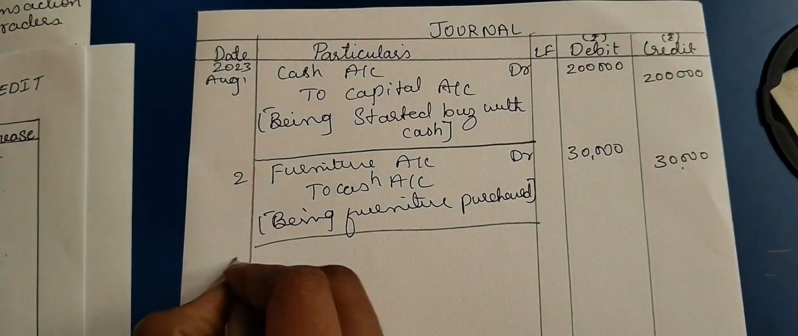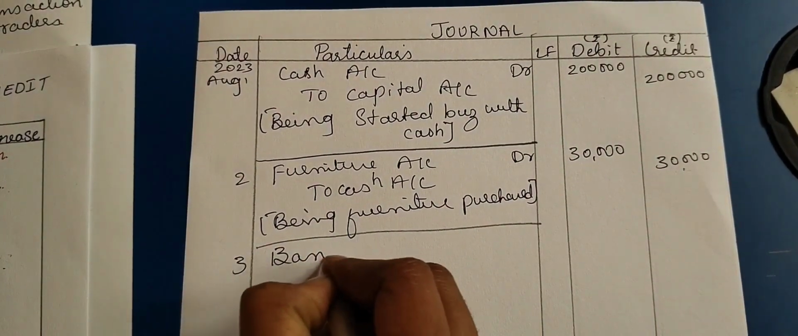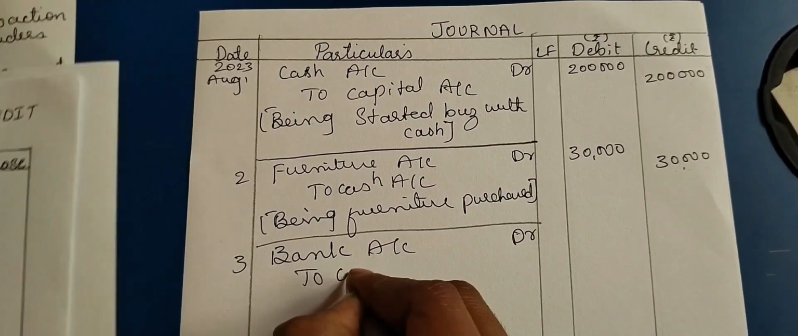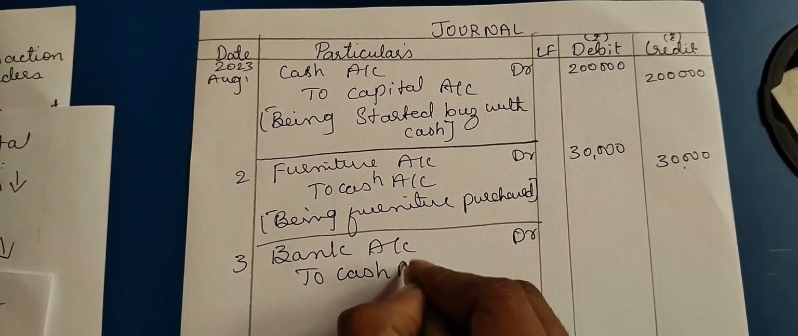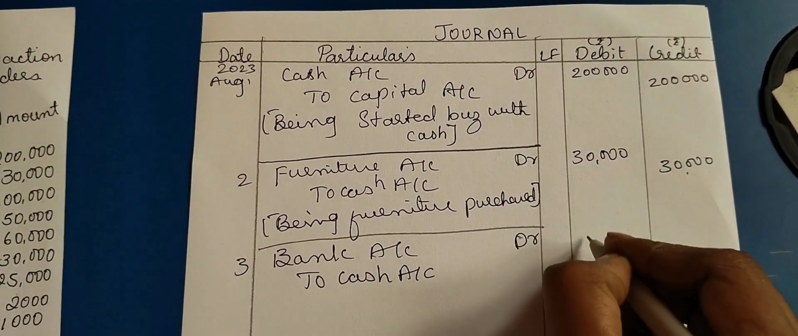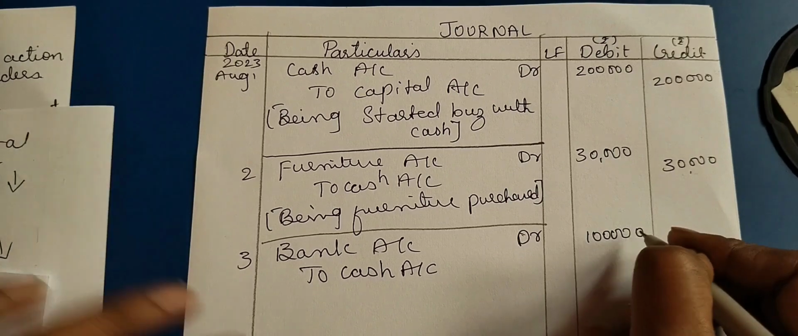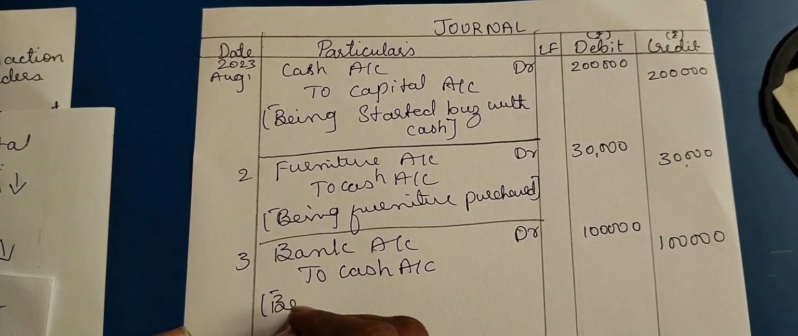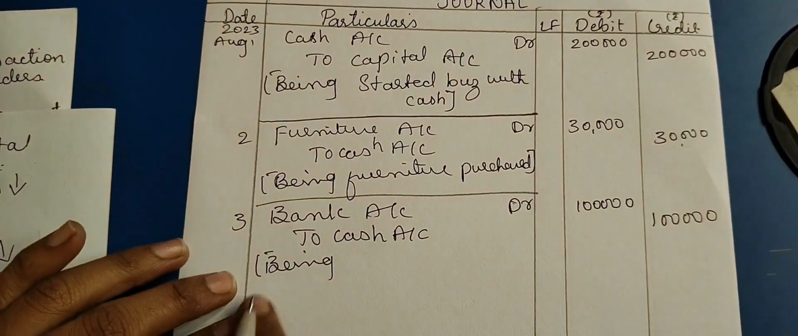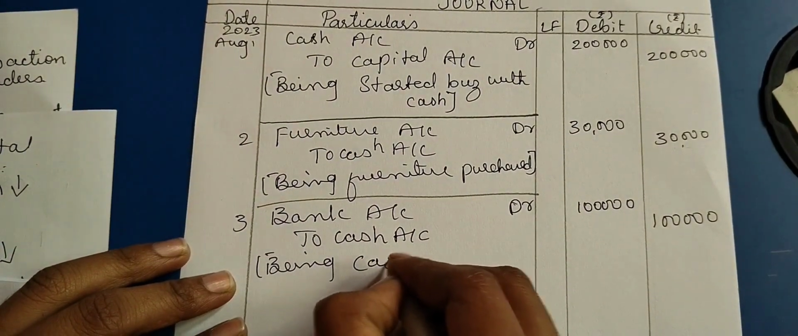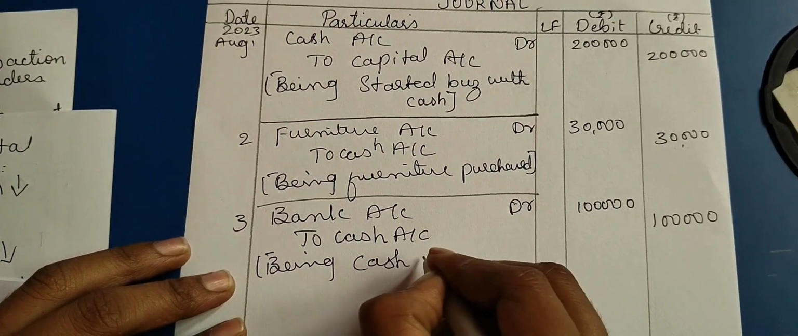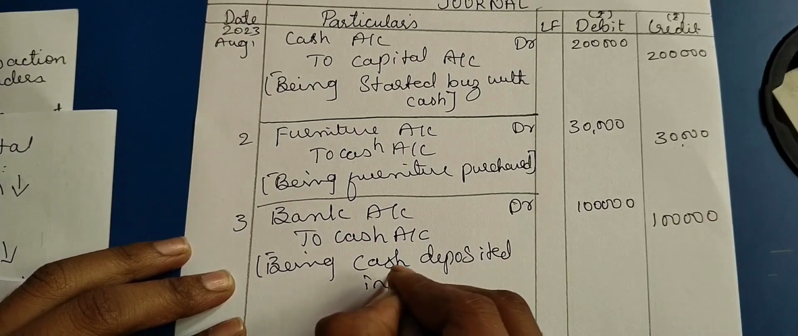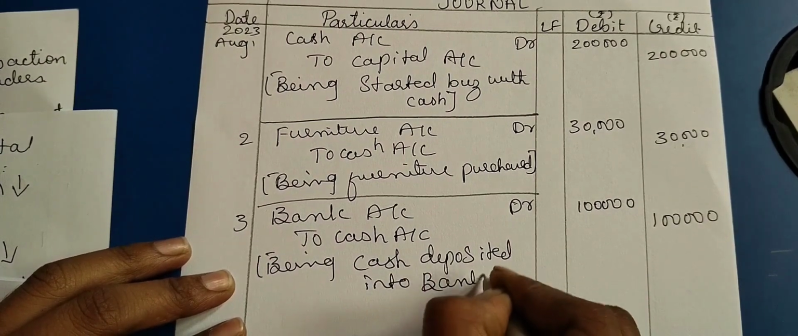Entry on third, bank account debtor to cash account. Cash account amount is 1 lakh. 1 lakh being cash deposited. Always narration you should start with being cash deposited into bank or deposited into bank. What is the next transaction?